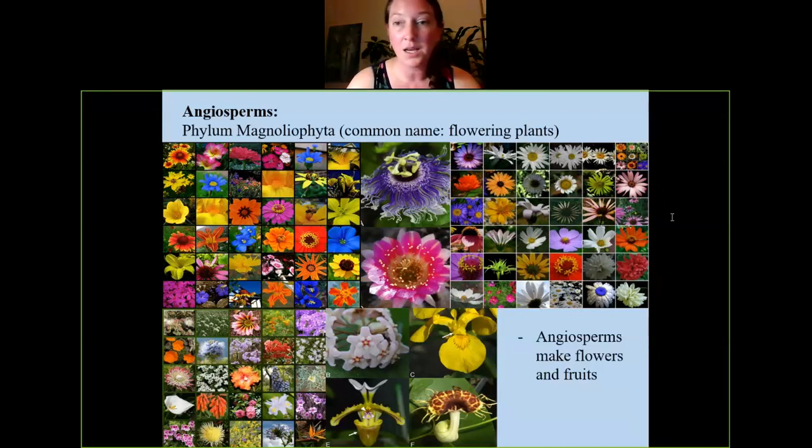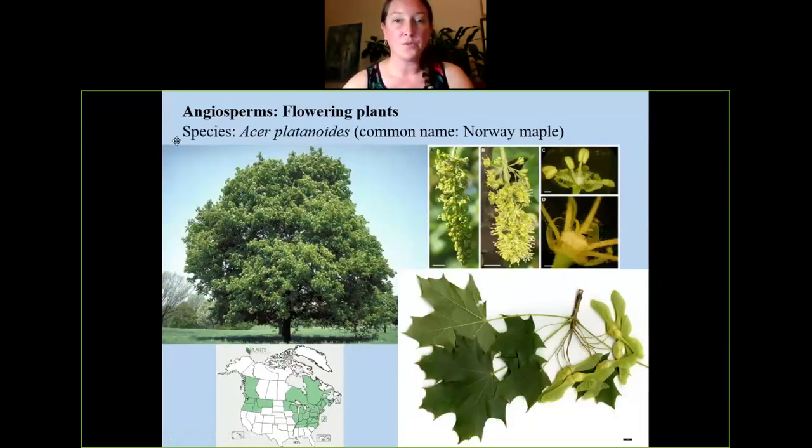Gymnos equals naked, right? Sperma equals seed. So we already looked at the naked seeds, or the gymnosperms, that you can find around campus. Now we're going to look at the angiosperms. Angion equals container, right? Sperma, again, means seed. So angiosperms are plants that have seeds in a container. And in the case of plants, the container is a flower. Okay.